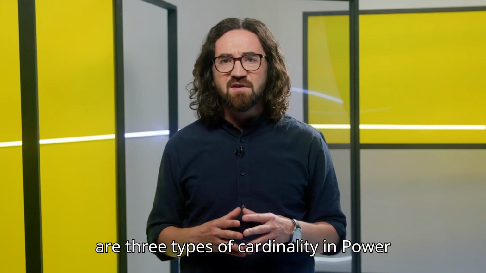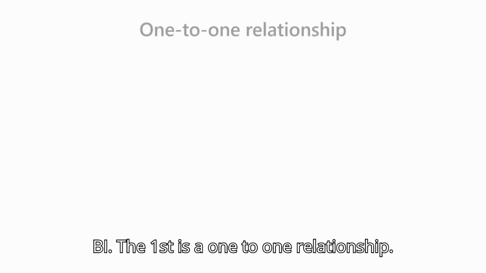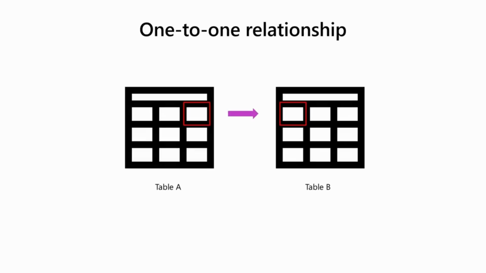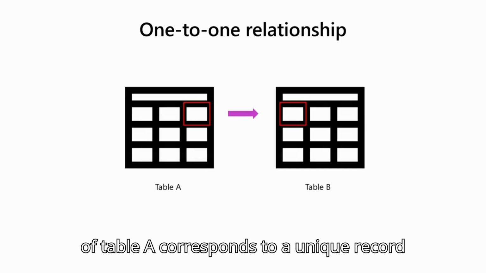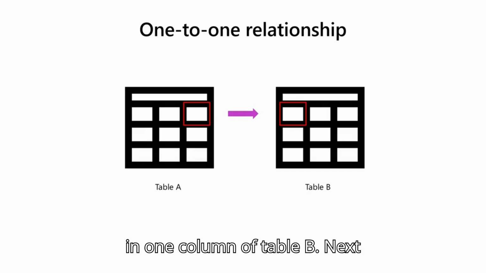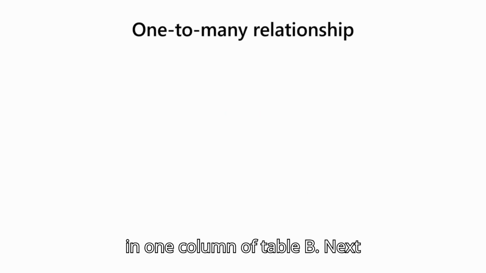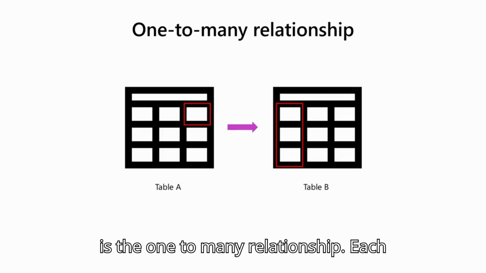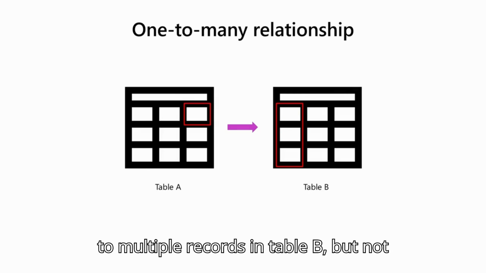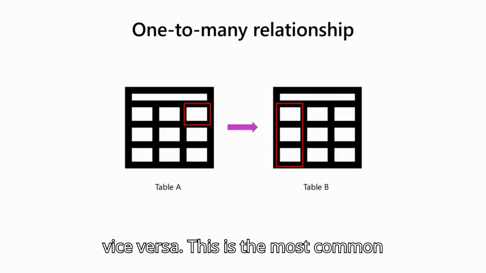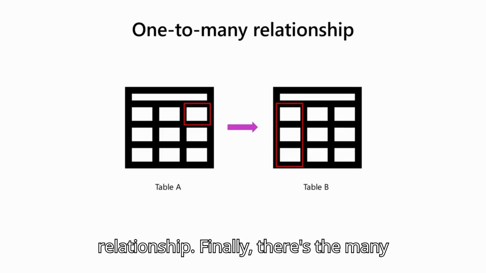There are 3 types of cardinality in Power BI. The first is a one-to-one relationship. In this instance, a record in one column of Table A corresponds to a unique record in one column of Table B. Next is the one-to-many relationship. Each record in a column of Table A corresponds to multiple records in Table B, but not vice versa. This is the most common relationship.